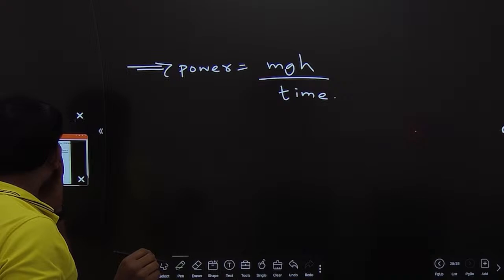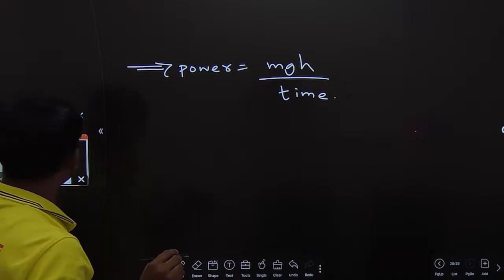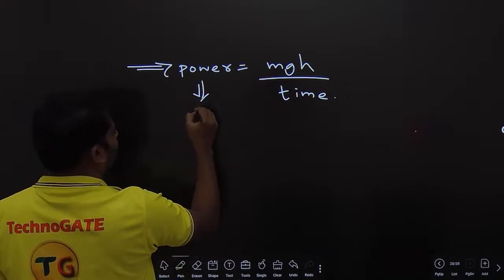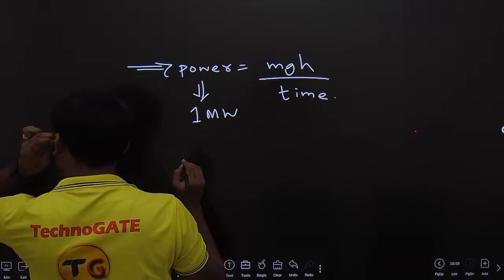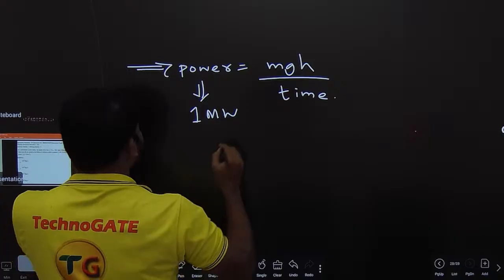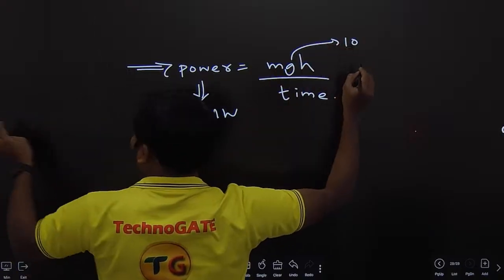Okay, in this one what they are asking, the power is equal to 1 megawatt. This power is equal to 1 megawatt. And what else they are saying here in this one, G can be taken as 10, G value is given as 10 SI units.